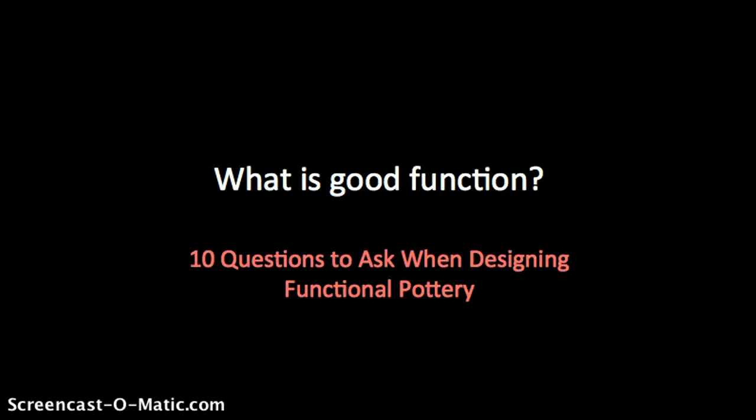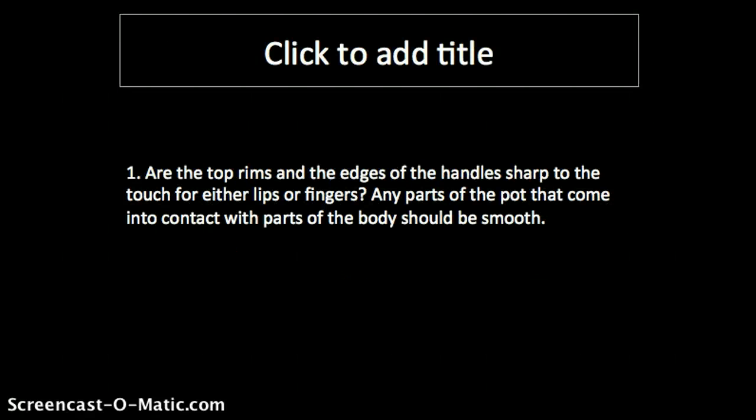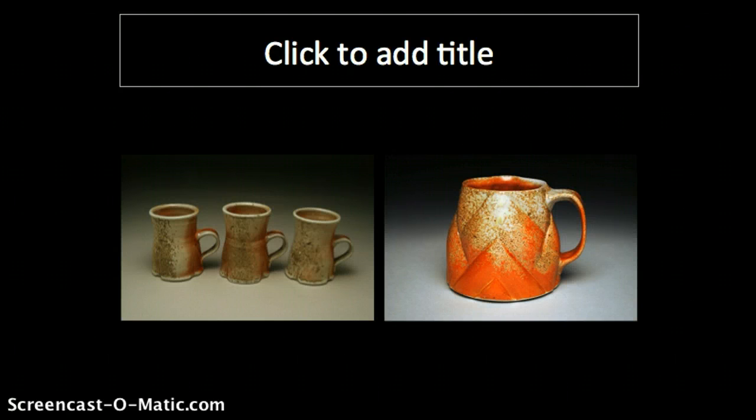Now we are going to look at what makes an object function well, as outlined in 10 questions to ask when designing functional pottery. Number 1. Are the top rims and the edges of the handle sharp to the touch for either lips or fingers? Any parts of that pot that come into contact with parts of the body should be smooth. Here you see 2 examples of how to treat the lip of a mug. The one on the left is thicker and rounded, while the one on the right is thinner and sharper, but not so sharp that it's going to cut you when you drink from it.